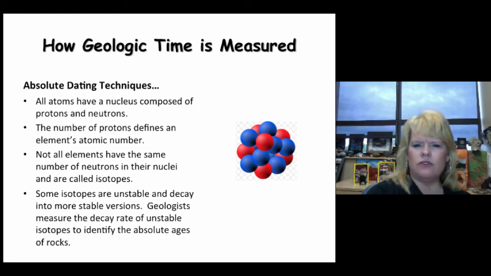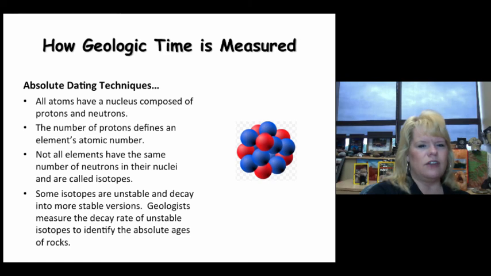It goes back to just a basic understanding of how elements are made. All atoms have a nucleus composed of a proton or protons and neutrons, and the number of protons in that atom defines specifically the element's atomic number. So there's an atomic number element chart. Most all of you have seen that, and it delineates the elements that we have on Earth, right? Not all elements have the same number of neutrons in their nuclei, and these are called isotopes.